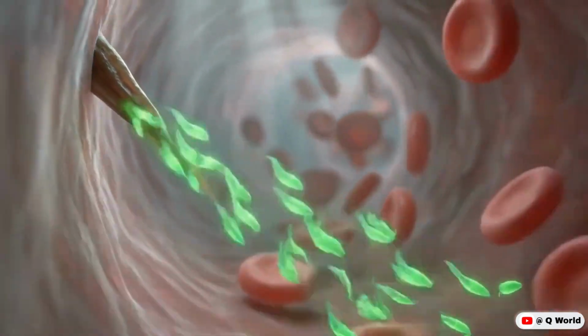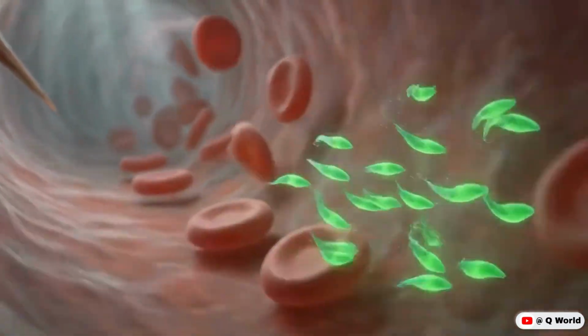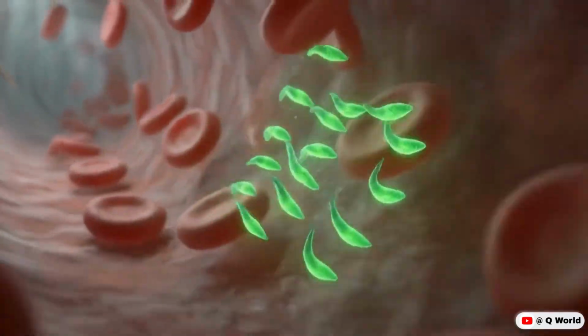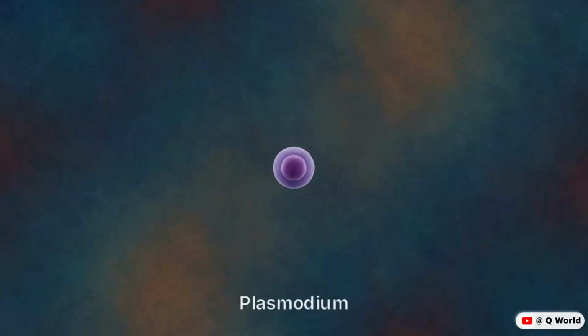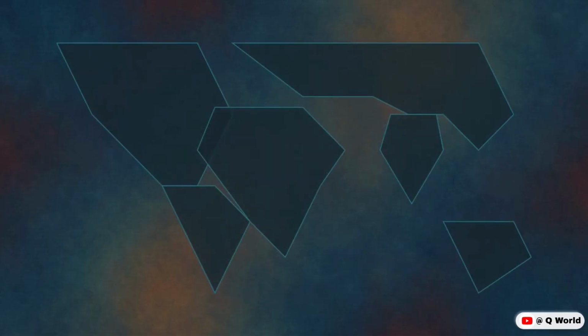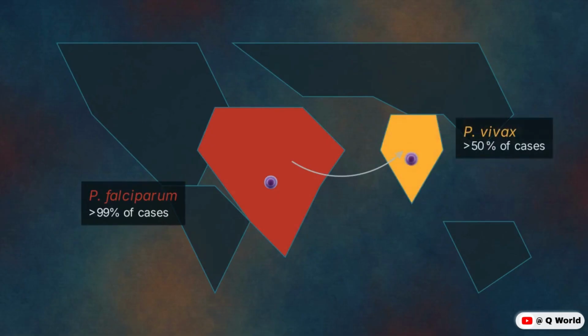Malaria is a highly synchronized, multi-stage parasitic invasion. To defeat it, clinicians must track the pathogen across specific spatial locations and temporal windows. Human infection is driven primarily by 5 distinct species of the Plasmodium parasite: Plasmodium falciparum, vivax, malariae, ovale, and knowlesi. While Plasmodium falciparum accounts for over 99% of cases in the African region, Plasmodium vivax poses a massive threat elsewhere, causing over half of all reported infections in India.